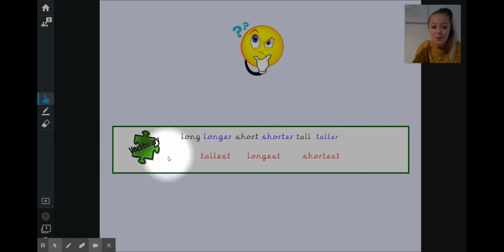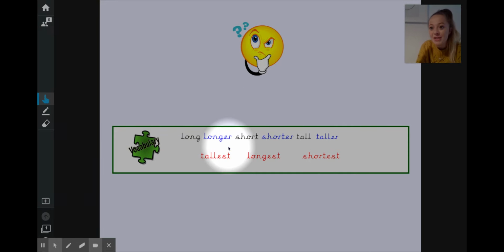So yesterday we started looking at long and short to describe different lengths. And then we also had short and tall to describe different heights. We then said that if we were comparing lengths and heights, we could start using these words longer, shorter, or taller to compare between two things. And then we also added in these three words here, saying that if you had three or more things and we wanted to compare all of them, we could work out which was the tallest, or the longest, or the shortest. So let's get started with our learning for today.